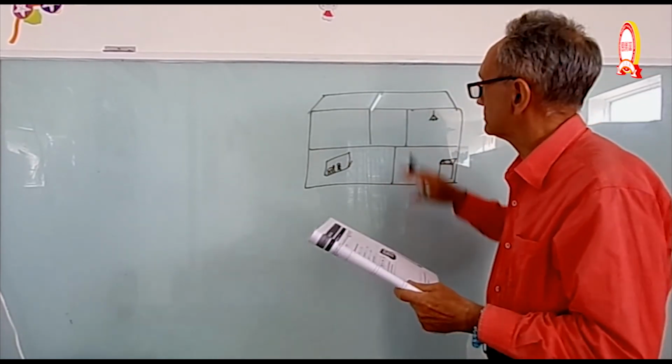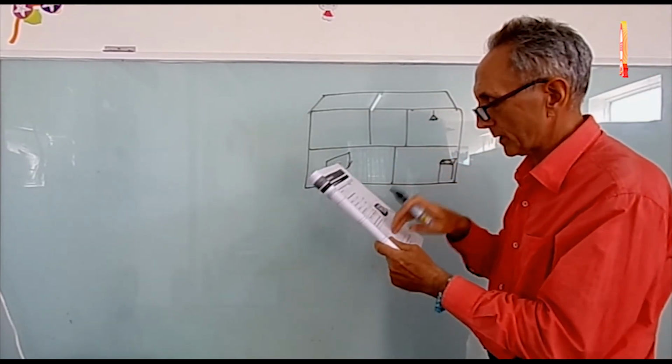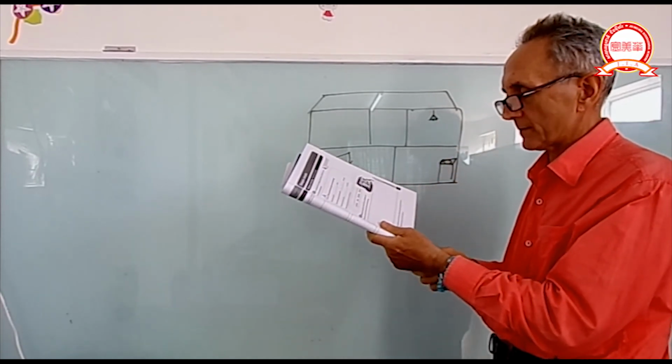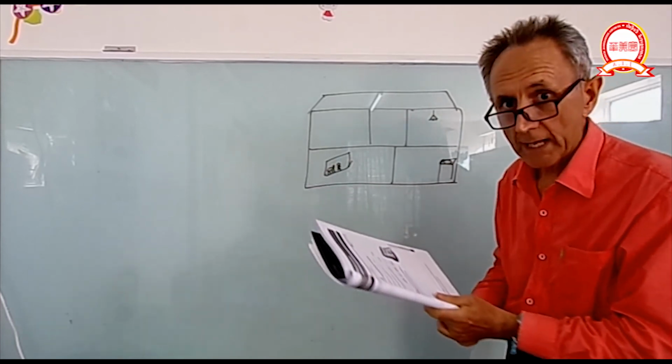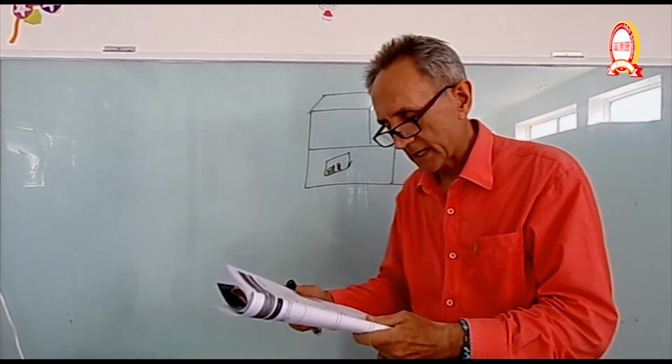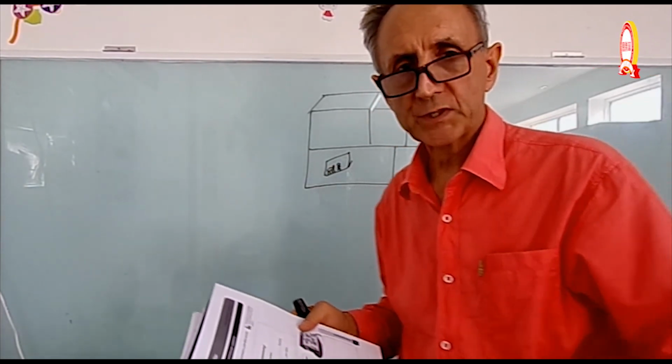Okay, so that's what you're supposed to be doing. Drawing a picture of things in the house that use electricity. And if you know the names, you can write the names next to the pictures. And that's it for today. That's the end of science for this week.